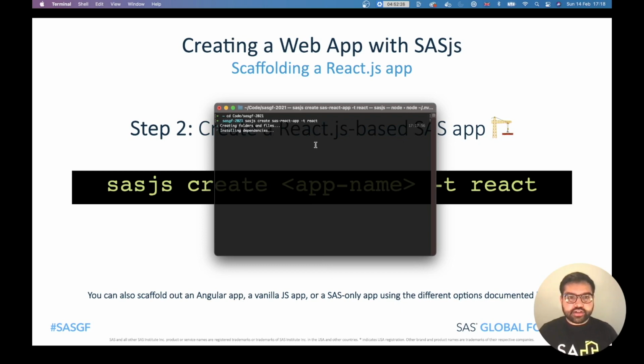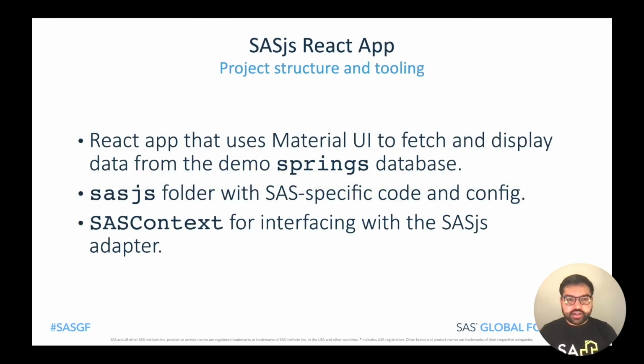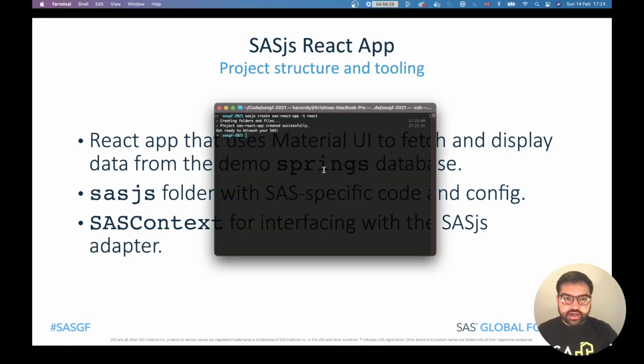So this creates a folder with the name you've specified and installs all the required dependencies and scaffolds out the project structure in there. So that's now complete. What that's done is it has created a React app that uses Material UI, and it interfaces with your configured SAS server to fetch and display data from the demo Springs database. So let's take a look at the project in Visual Studio Code.